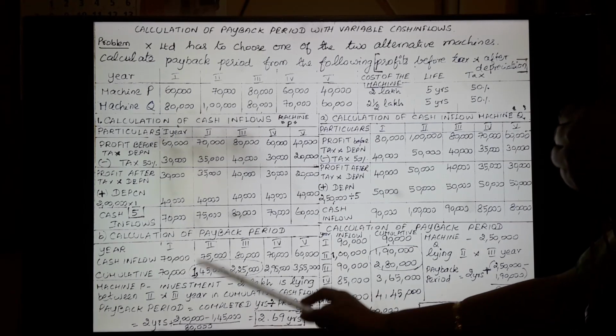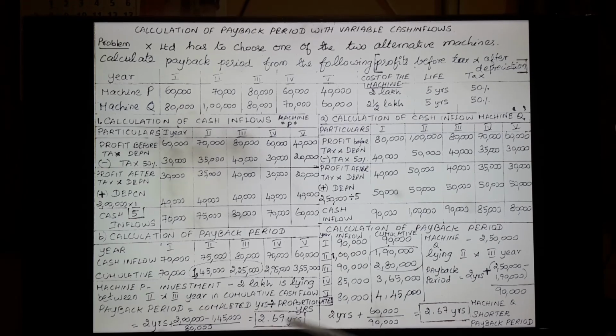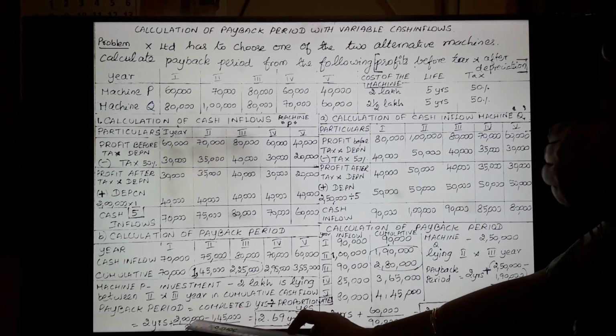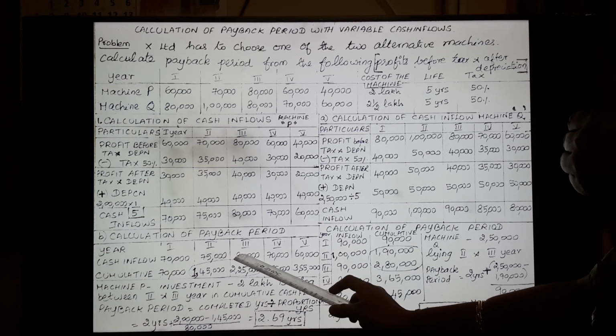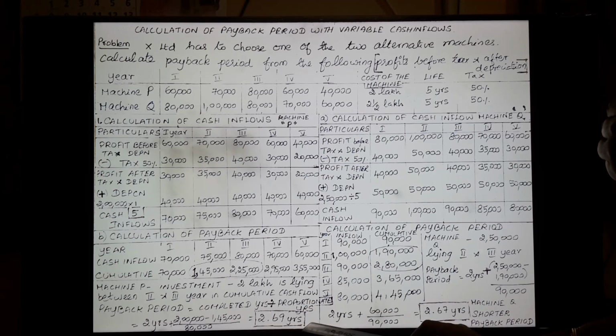So 2 years have been finished, and in order to find out how many months you need to get the accurate payback period, what you do is write the expected 2 lakh investment minus 1,45,000, divided by the third year cash inflow, 80,000. So you get 2.69 years.